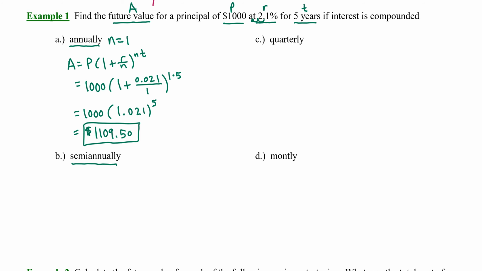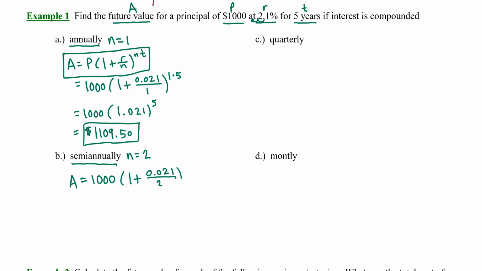What if interest is compounded not once per year like simple interest, but twice per year? Semi-annually means twice per year. So I'm still using this same formula. I still have the same principal and term, same rate, but we're going to change our n value. So this is going to look like 1,000 times 1 plus, the rate r is 0.021. Now for the n, I'm going to plug in a 2 here, and in the exponent position we have n times t, or 2 times 5.